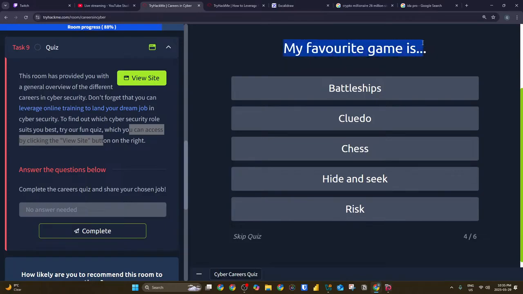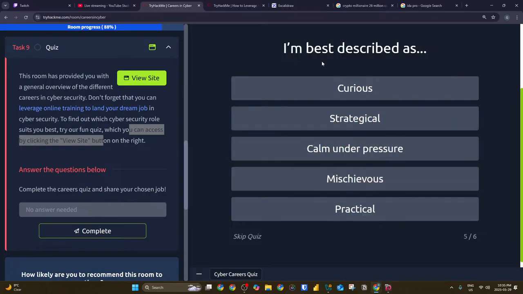My favorite game is battleships, Cluedo, chess is good, hide and seek is also fun, and Risk. So which one should I go for? Any ideas, lads? Cluedo, I have no idea. Battleships, I think maybe I know that game a little bit. But chess is a good one, and hide and seek. I haven't played hide and seek in a long time, so let's do that.